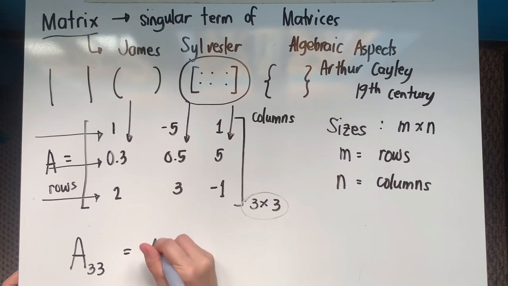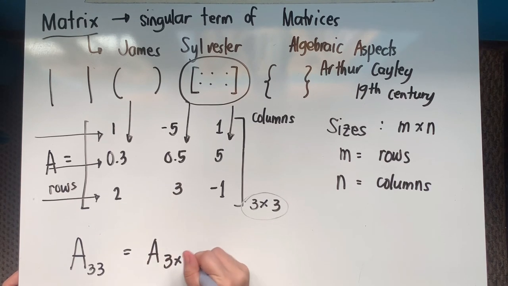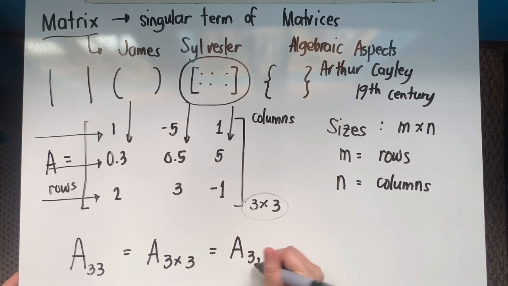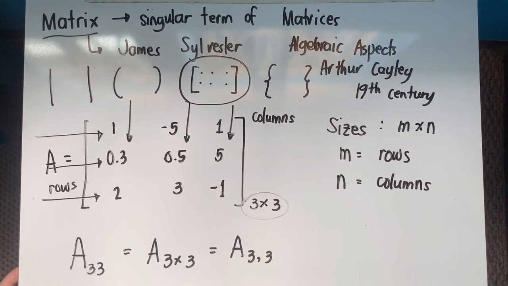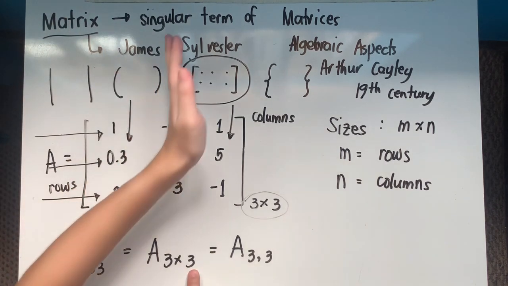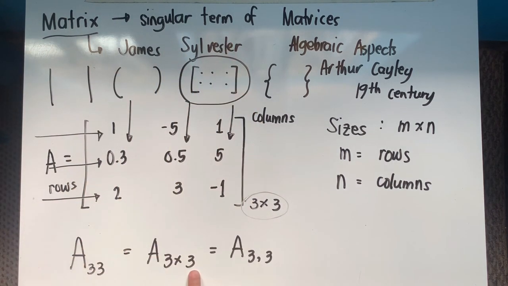Or it could be A3x3. Or to avoid confusion, sometimes you write that as A3,3, for cases wherein you have two-digit numbers of rows or columns. Okay, remember, the first subscript would indicate the number of rows, the horizontals. And the second subscript will refer to the number of columns.